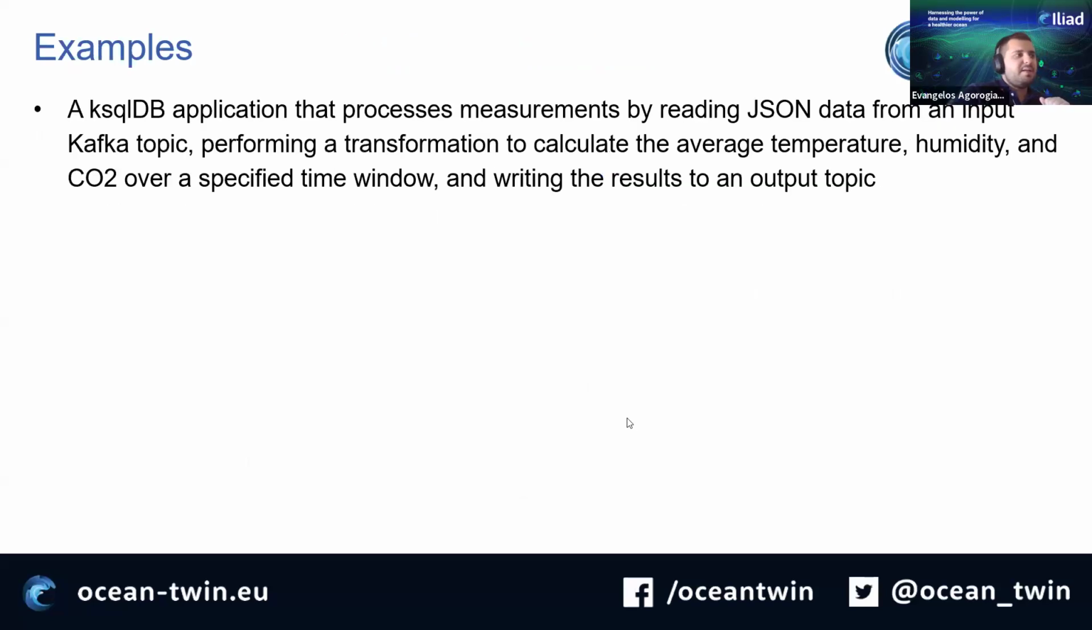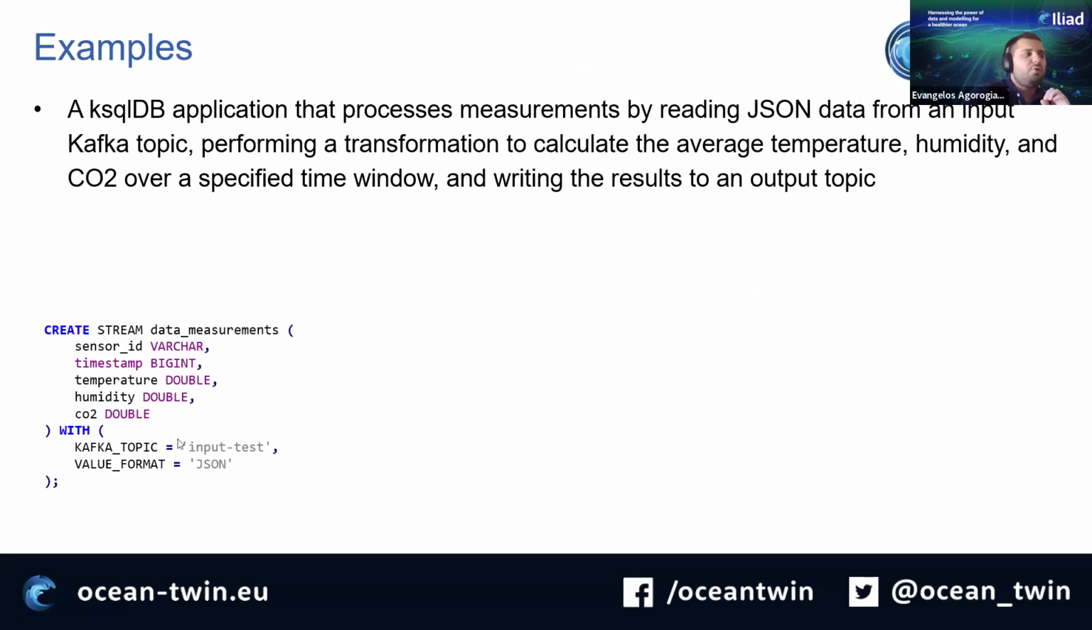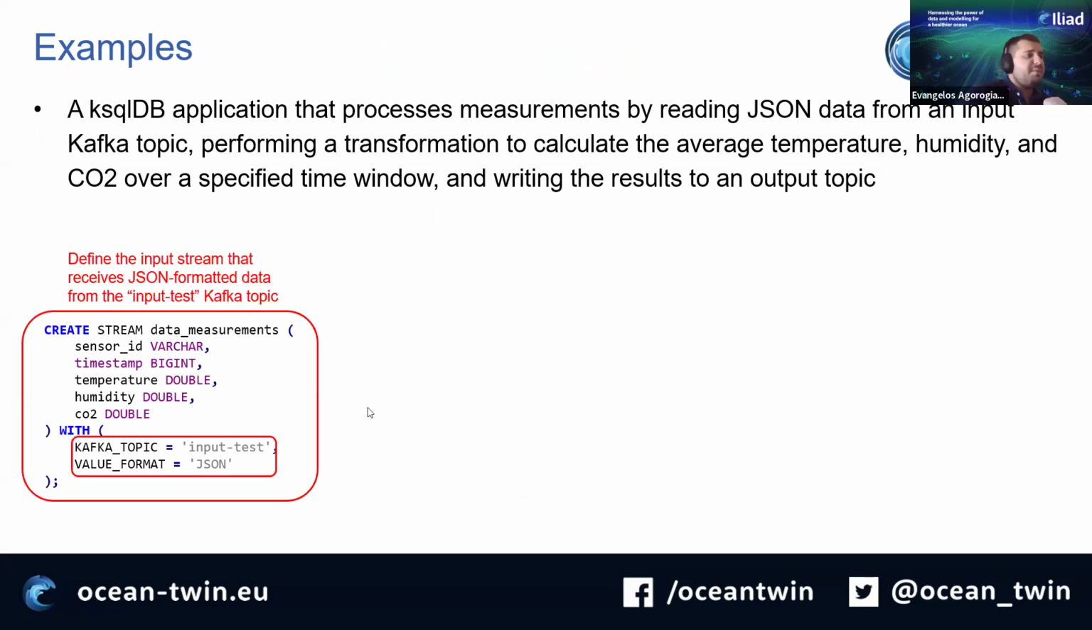We have an example here of an application which reads some data as an input from a Kafka topic. Here, for example, you see that it reads some sensor data with the timestamp, the temperature, the humidity, the carbon dioxide. This part defines the input stream. You can see that the input topic is defined here, and also we define the format of the data, which is a JSON format. So we provide all the details in an SQL-like query.